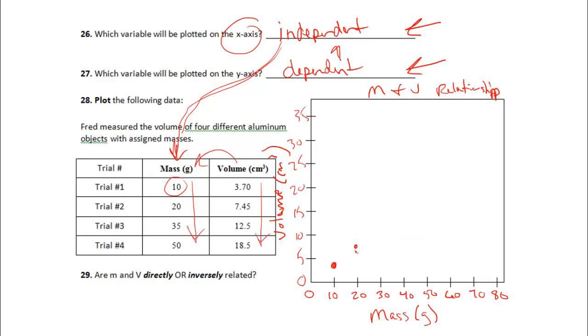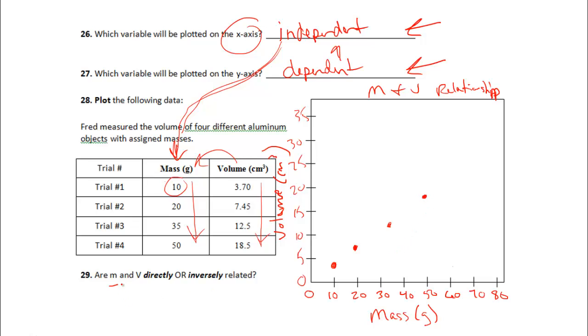There we go. At 35, so about here, we have 12.5, so right about there. And at 50, we have 18.5. So 50, 18.5 would be about up there. So that's our plotted points there.